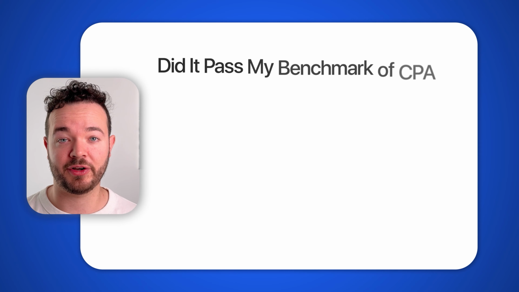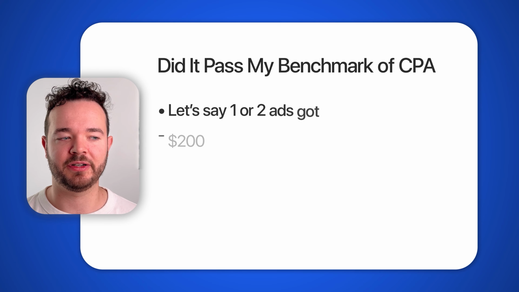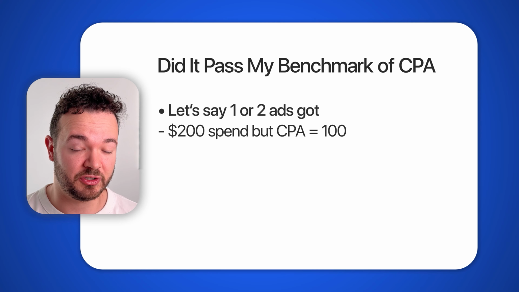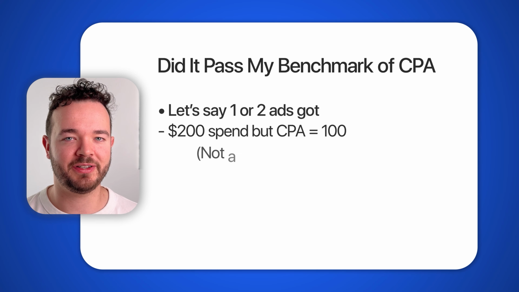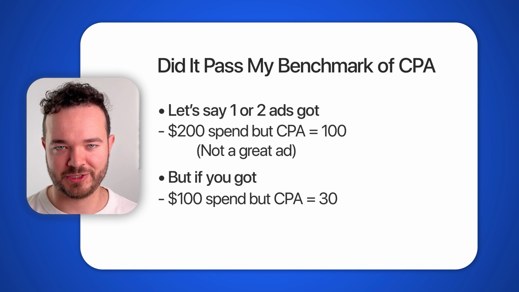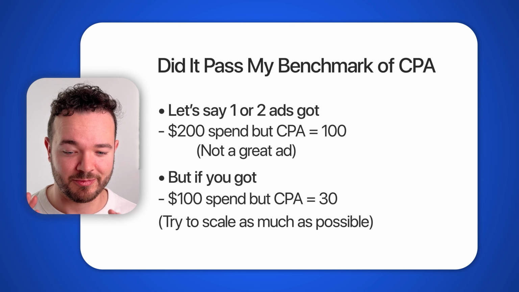And from that amount of ads, you then need to see, cool, did it pass my benchmark of cost per result or CPA or whatever? So let's say the 1 or 2 ads got $200 to spend, but CPA was actually like 100, so it only got 2 purchases, and your target is 50. That's not a great ad. But if it got 30 on the 100 or 200 spend on those 1 or 2 ads, that's great. And you want to try to scale that as much as possible. So that's the very simple basic version.